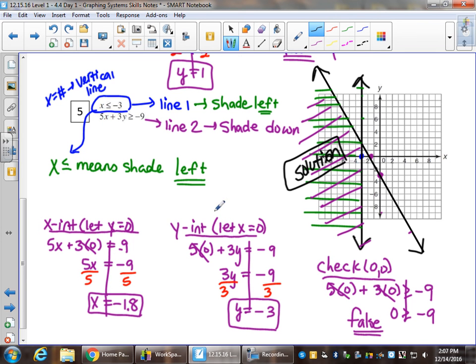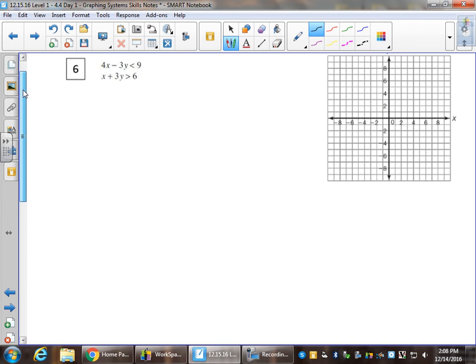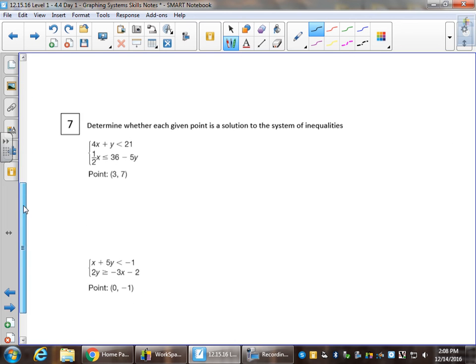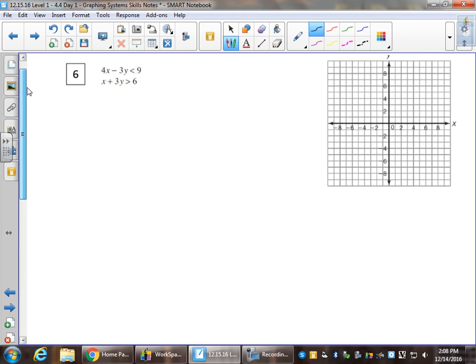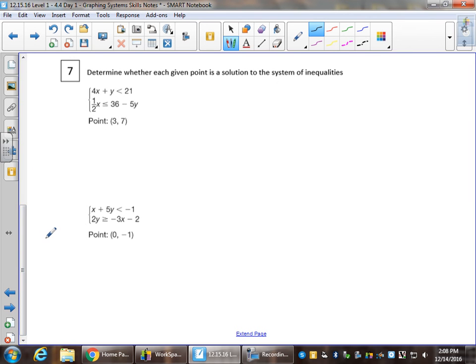Number six, I'm going to leave to you to work on first thing tomorrow in class. So number six, you can choose to work on it now if you want to, but you can skip number six, save that for the class practice tomorrow. There is a workshop planned for tomorrow. So number six will be our warm-up for the workshop in class. And then number seven, how to check a point. You know how to check points. The difference is we haven't done it with an inequality yet.